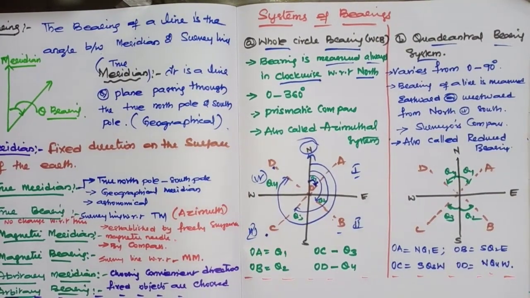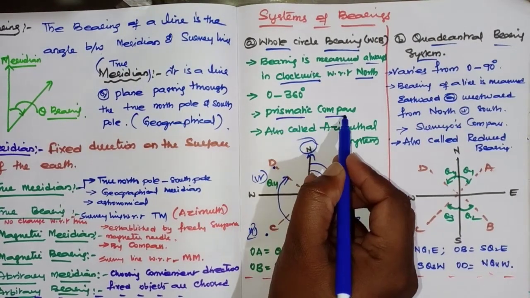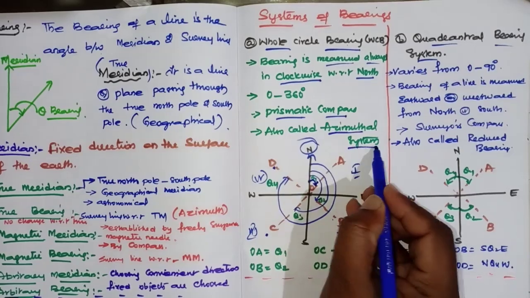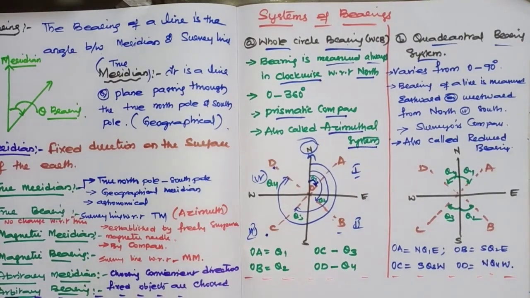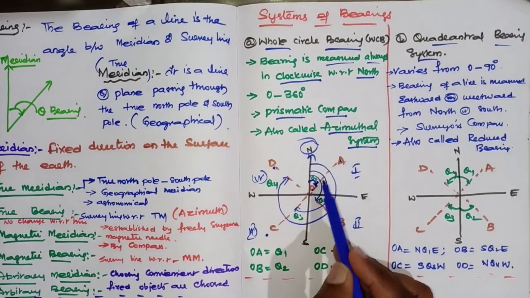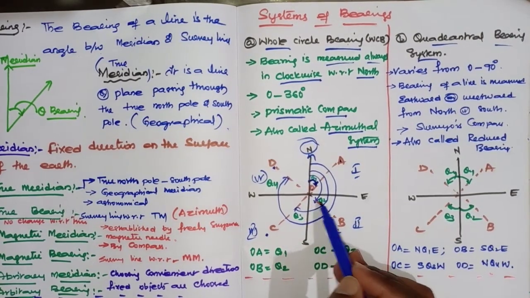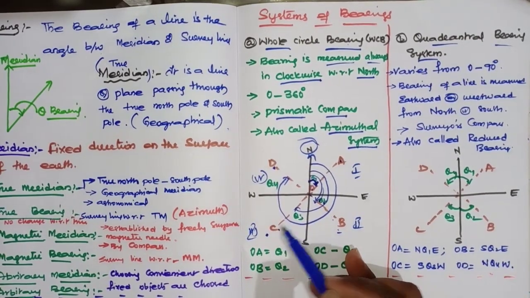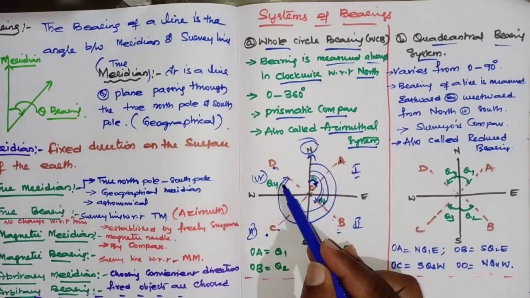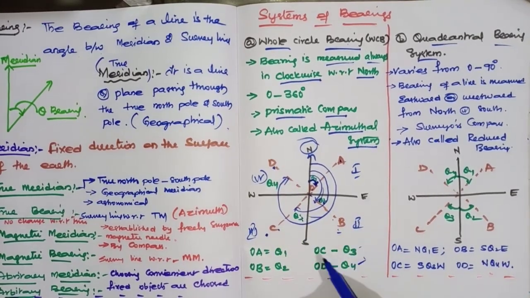Okay, by using what instrument? Prismatic compass. This whole circle bearing system is also known as azimuthal bearing system. See, this survey line OA, what is the bearing? Theta 1. Next OB, what is the bearing? Theta 2, but from where? From north. Next OC, theta 3, from north only. Next OD, from north only. Okay, these are the bearings, whole circle bearing system.